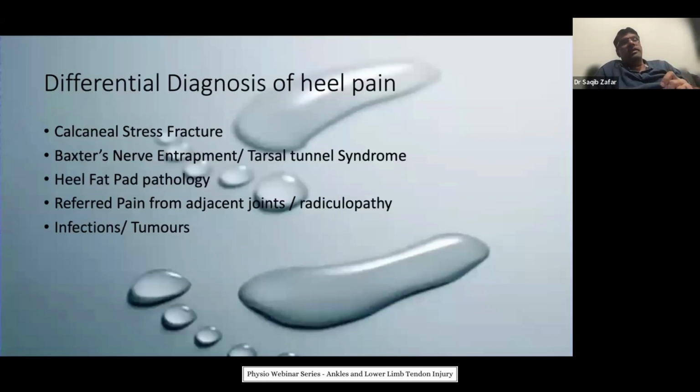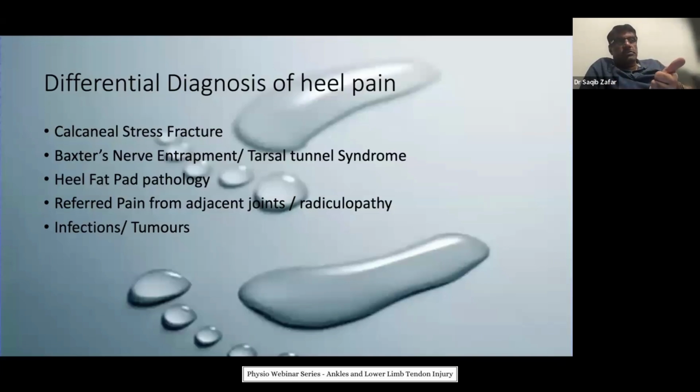One other thing as well: we should not assume every plantar pain or heel pain is plantar fasciitis or Achilles tendonitis. It can be, but sometimes it can be some other pathology, which can be overlooked or missed.